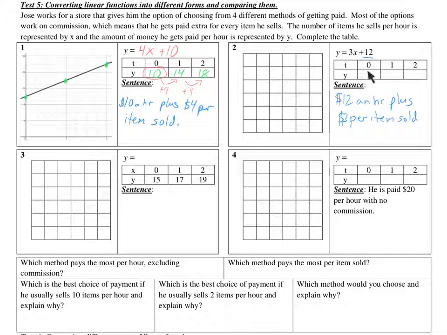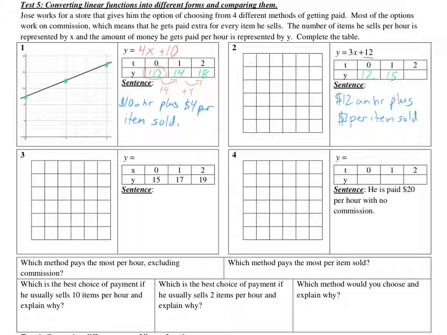Now, can we fill in these holes with this equation? Can we simply plug in 0, 1, 2, and fill in the table? So we plug in 0 here. What's 3 times 0? 0. Because if he made no commission, is he just getting his $12 an hour? So can we put a 12 right here? For the next one, if he sold 1 item that hour, what's $12 plus the $3 one time? Is that 15?